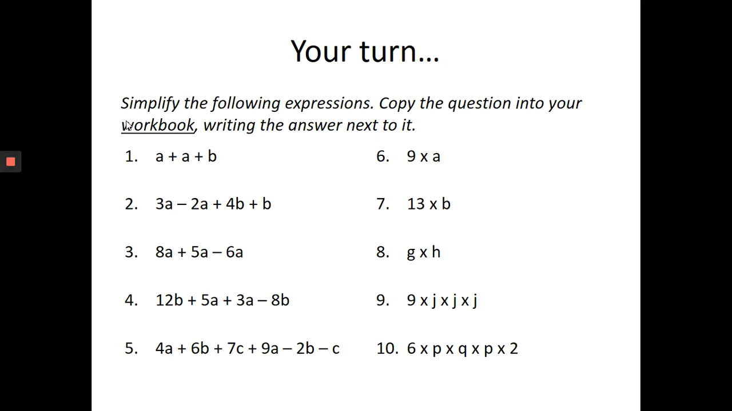Question 7 is very similar. However, for question 8, we've got g times h. So the way we'd do that one, we would get rid of the times in the middle and it would be just gh. Finally, for question 9, you've got 9 times j times j times j. If you do a letter times a letter times a letter, it becomes j, then j squared, then j cubed. So for this one, we've got 9j cubed. Can you give question 10 a go by yourselves?